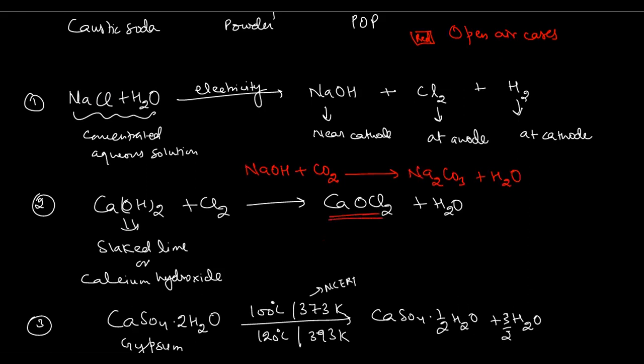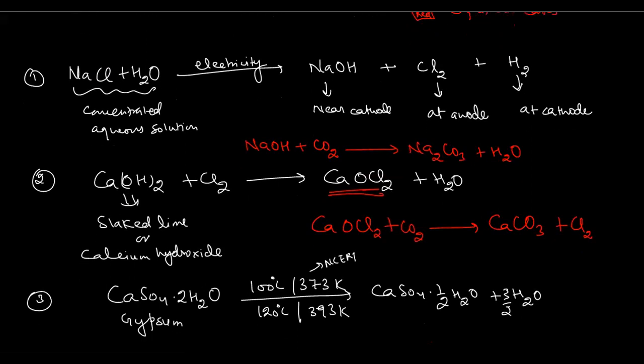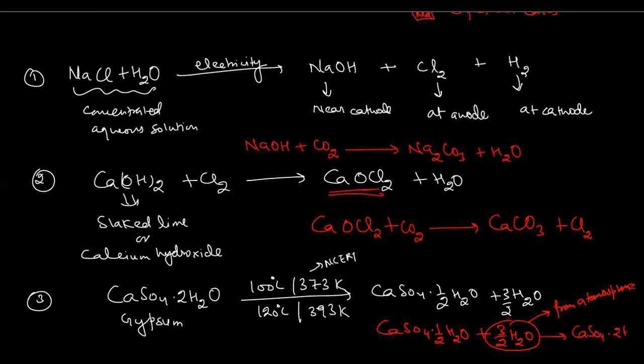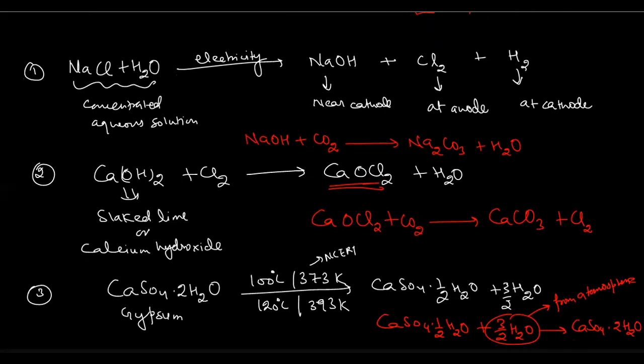When bleaching powder is kept in open air, it will also react with the atmospheric carbon dioxide and give you calcium carbonate, and chlorine gas will be liberated from it. And when we keep calcium sulfate dot half H2O in open air, it will absorb 3/2 water molecules from the atmosphere and will give you calcium sulfate dot 2H2O, that is the gypsum, beta. It is a hard mass substance which is very loose.